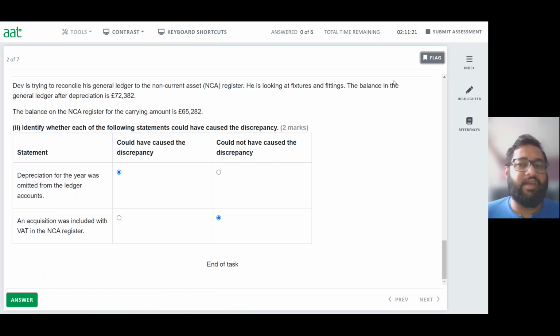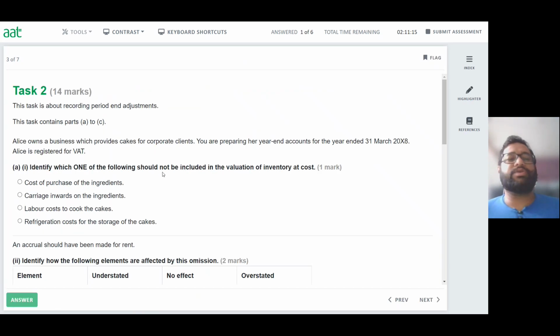So be careful. If you flag anything there, make sure to go back. But luckily, I haven't flagged anything. I marked everything done. So question number 2 is task number 2.